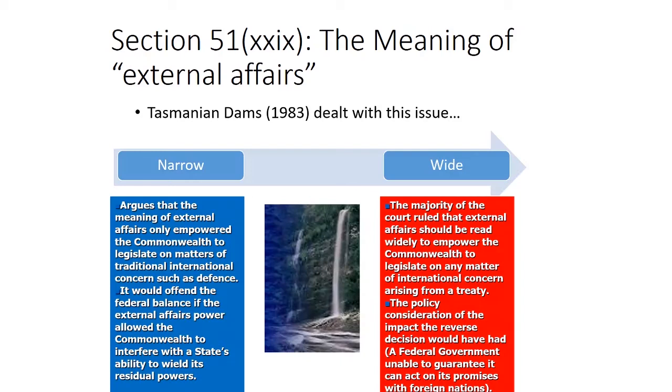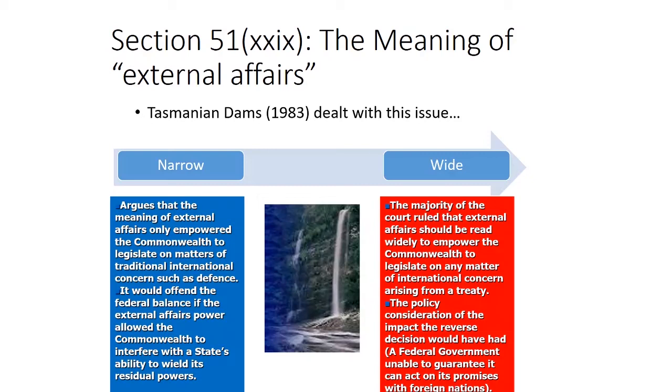They said, yes, the Australian government would be a laughing stock if we were unable to guarantee our international obligations that we have promised to the international community by signing these international agreements. So for that reason, the meaning of external affairs was increased to include internal affairs that are connected to our international obligations. And from that point forth, the federal government was able to much more easily interfere with areas of state control.